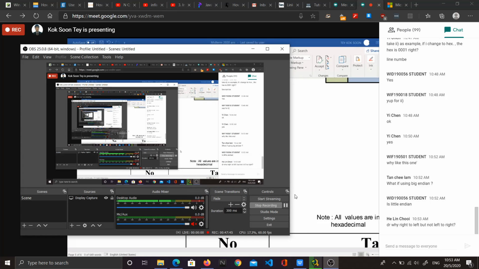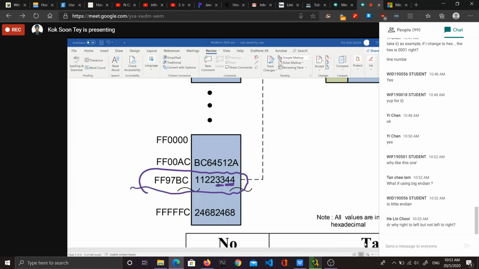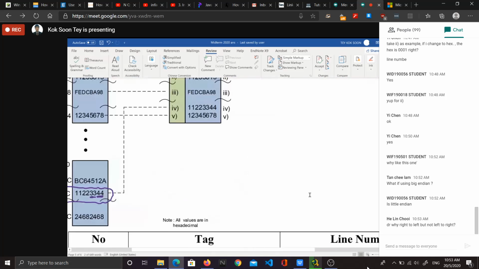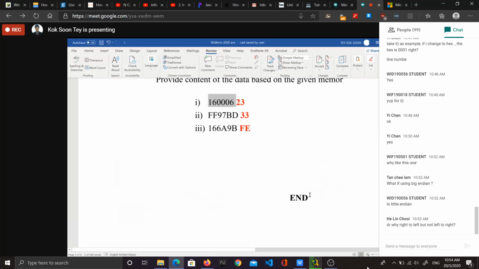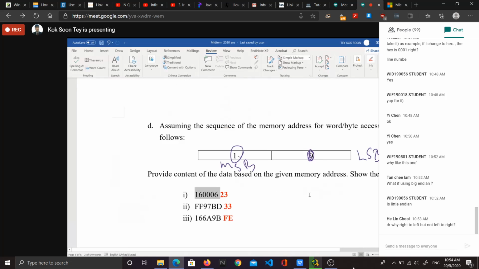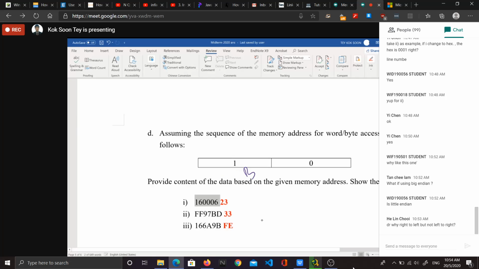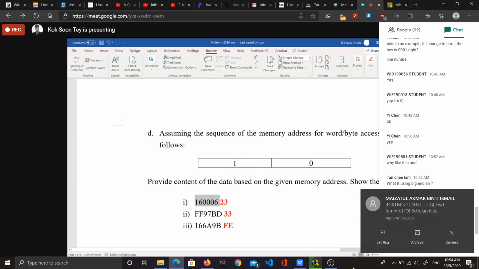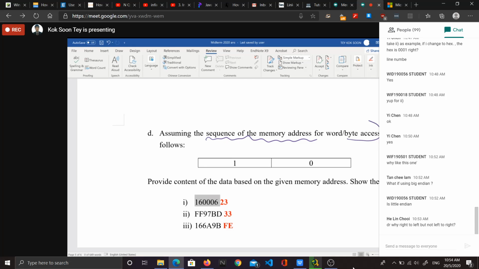What if it is big endian? Why like this one? What do you mean by why like this one? Why from right to left, not left to right? Because in the question they are telling you this, right? Basically, this is the thing telling you this part: the sequence of memory address for byte access is as follows.